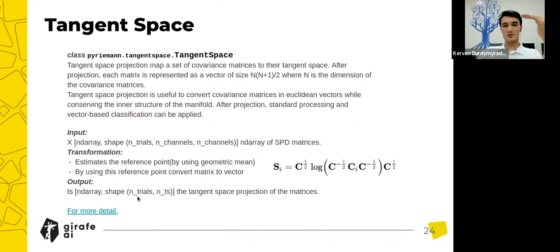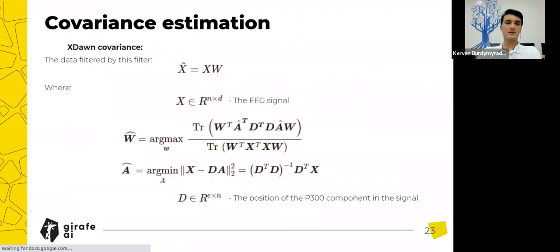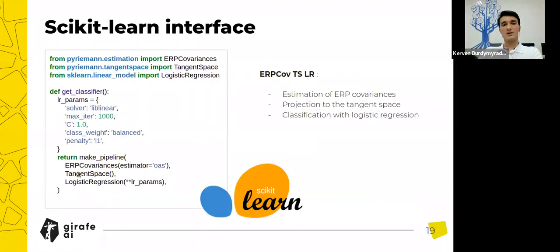The shape is the number of trials by the dimension of this vector, and the dimension is n times n plus 1 by 2, where n is the dimension of the covariance matrix. After we get the vector representation, I mean the feature representation of our signal, our task is just classification. For the classification, as I mentioned here, we can use logistic regression.